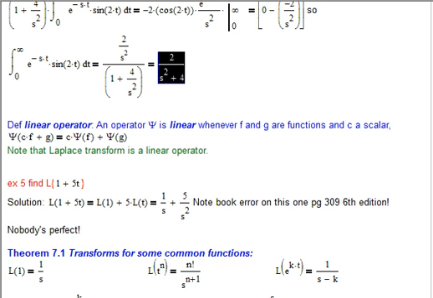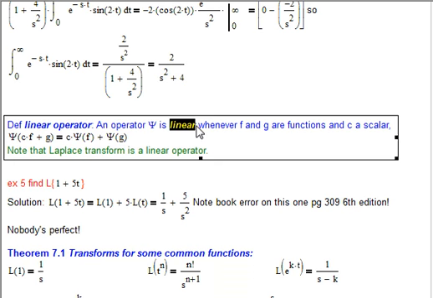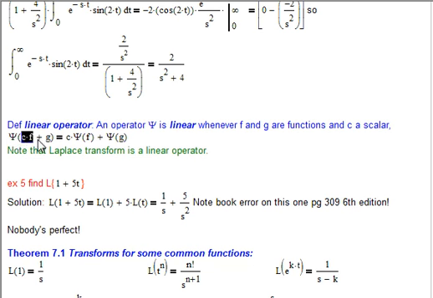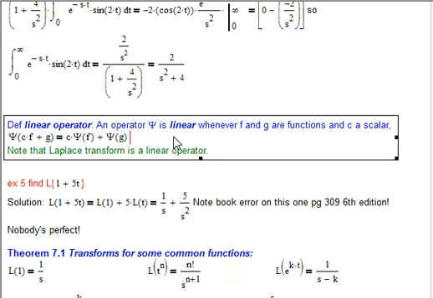One thing that's very nice about the Laplace transform is that it is a linear operator. A linear operator is particularly nice because if f and g are functions and c is a scalar, or a number, then a linear operator behaves like this: psi of c times f plus g is c times psi of f plus psi of g. And the Laplace transform is indeed a linear operator.